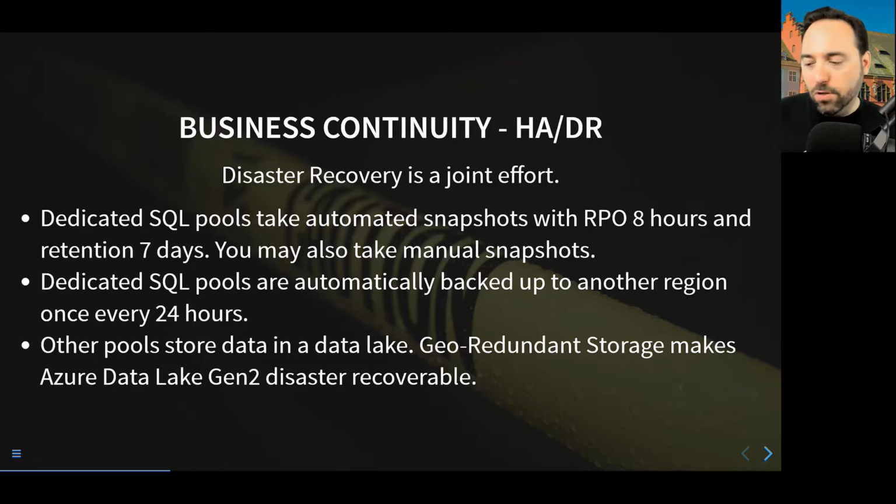Other pools, your serverless pool and your Spark pools, will store data in the data lake, which means you're dealing with Azure Data Lake Storage on top of Azure Blob Storage. I would recommend geo-redundant storage because now you're disaster recoverable. If there's an entire region failure, you can use an alternative region. So I have DR capabilities tied in there. It doesn't need to be read-access geo-redundant storage. It just needs to be geo-redundant, I would say.